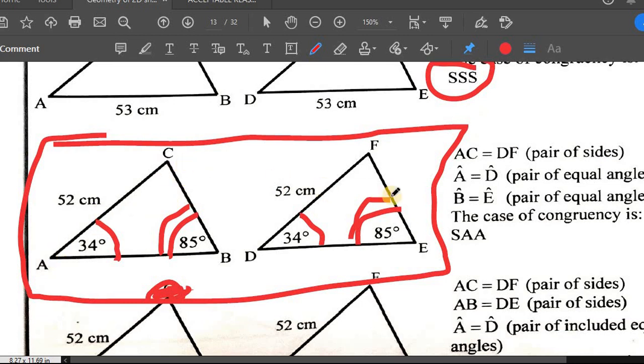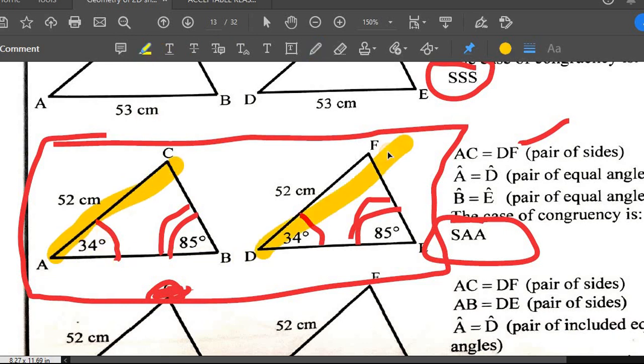Now, we got AC is equal to DF. Yes, that's a side. Can you see how you write a side? AC is equal to DF. That's a line, right? AC is a line, DF is a line. Then we're writing our angles. Please, when you're writing angles, don't forget this symbol on the top. So we're saying angle A is equal to angle D. Angle B is equal to angle E. Side, angle, angle. We got one side. Wait, let me use a highlighter. We got one side, and we got an angle and an angle.